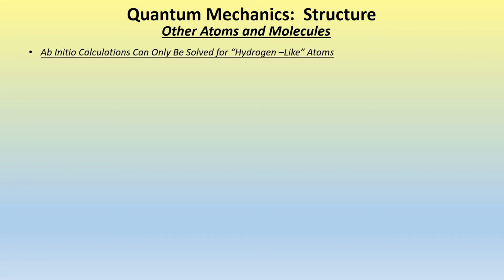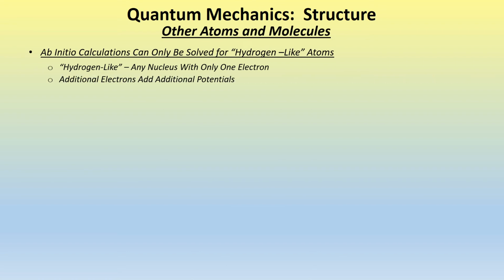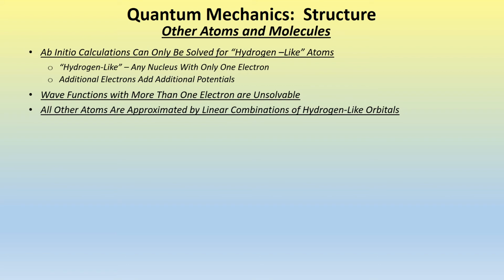We have seen that with polar coordinates, the wave function can be solved for a hydrogen atom. However, what about other atoms and molecules? First of all, ab initio calculations can only be solved for hydrogen-like atoms. A hydrogen-like atom means any nucleus of any size but with only one electron. Because in this case, the problem is additional electrons add additional potential energies to the Hamiltonian. Wave functions with more than one electron are mathematically unsolvable. Therefore, all of the atoms are approximated by linear combinations of hydrogen-like orbitals. This means addition and subtraction, because these are the linear functions.